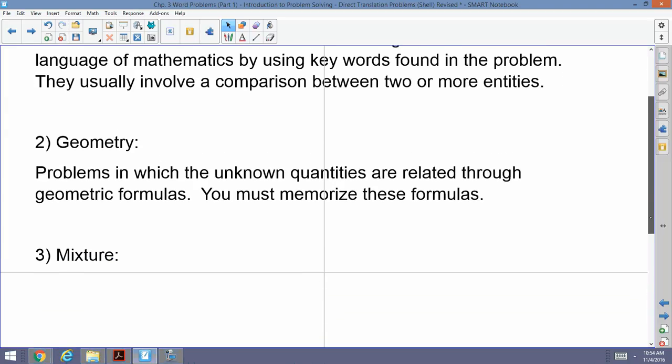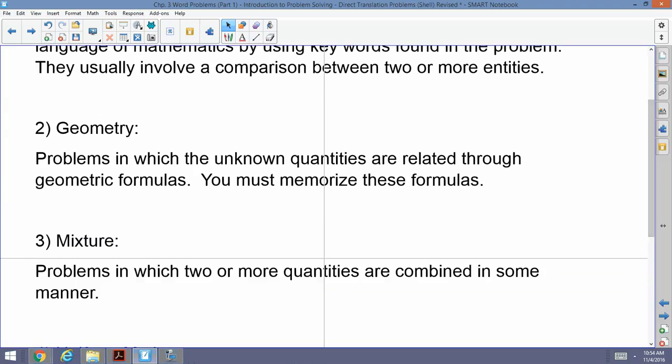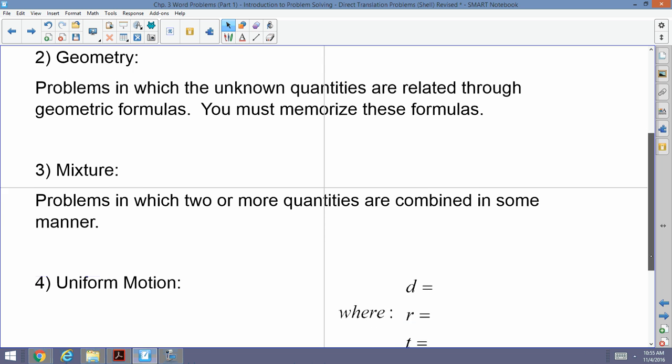Mixtures. I can teach mixtures, guys, using direct translation. I'm going to be honest with you. The book wants me to teach it in this chapter. I'm going to choose to not listen to the book right now. The way I teach mixtures, it's much easier to teach with systems of linear equations, and we're going to get to that soon, but not yet. I just want you to know it's out there, it exists. We're not going to forget about it.